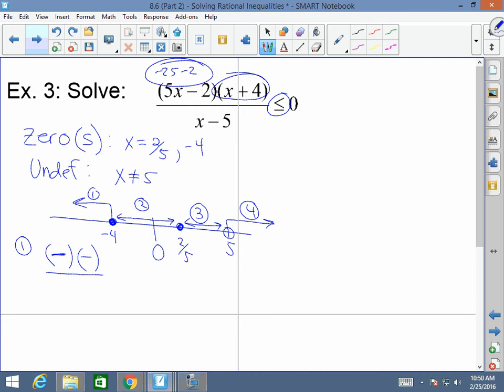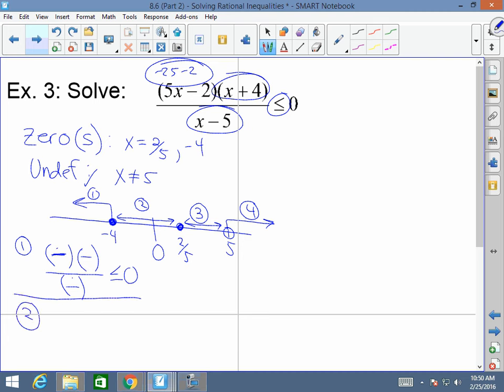Down here, -5. A negative and a negative, is that going to be a negative or a positive? Negative. So what's a negative times a negative? Divided by a negative? So is this going to work? Is that going to be less than or equal to 0? A negative is less than 0. Yes, so it works. Interval 2.